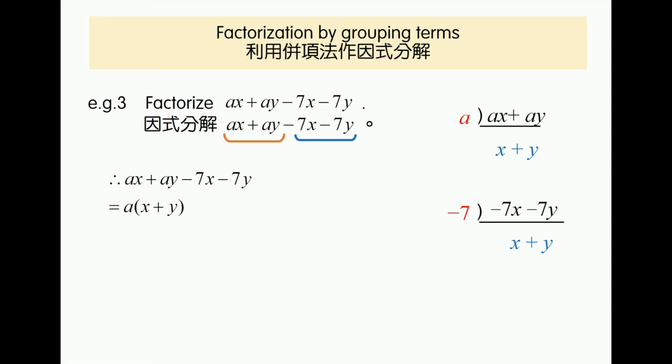We will write this back into our original question, and we realize that the 2 brackets are the same, so we take them out again. So the final answer is bracket x plus y times bracket a minus 7.